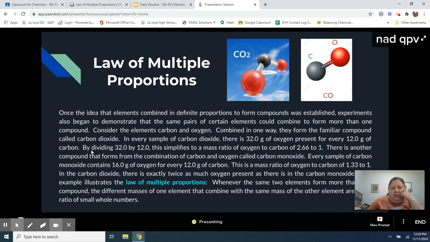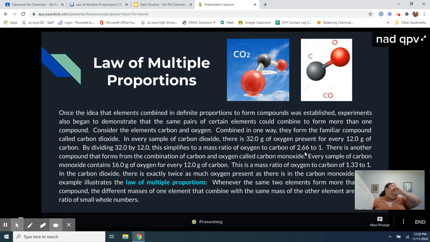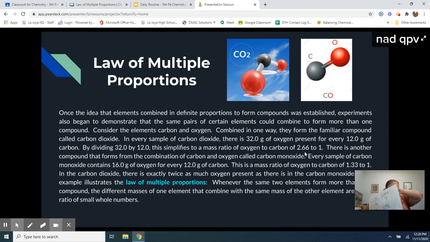By dividing 32 over 12 grams, you can simplify the mass ratio of oxygen to carbon to be 2.66 for every one. And you can see it mathematically here.